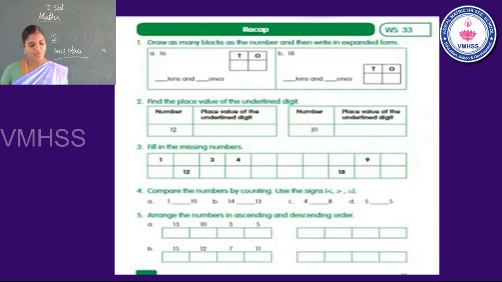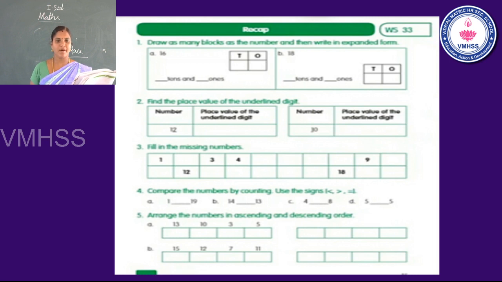Number 3. Fill in the missing numbers. First, 1. Next one, what is the next number? 2. Very good. What is the next number? 3, and 4. Next number? Yes, 5. Next 6. Next one? 7. 8. 9 is already given.